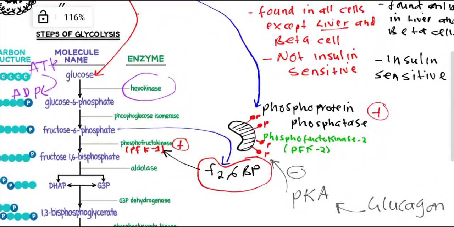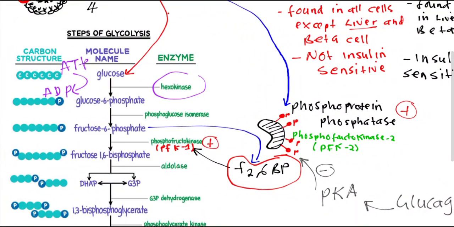So here we have hexokinase, which is not insulin sensitive. It's going to add a phosphate group to glucose, so we form glucose 6-phosphate. Now, from glucose 6-phosphate, there's another enzyme that we call phosphoglucose isomerase. This enzyme is just going to rearrange atoms so that we form an isomer of glucose 6-phosphate. What do we call that isomer? We call it fructose 6-phosphate. So here there is fructose 6-phosphate.